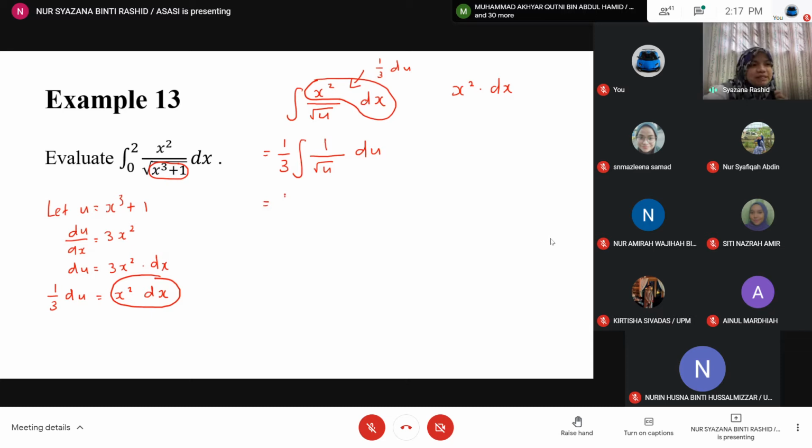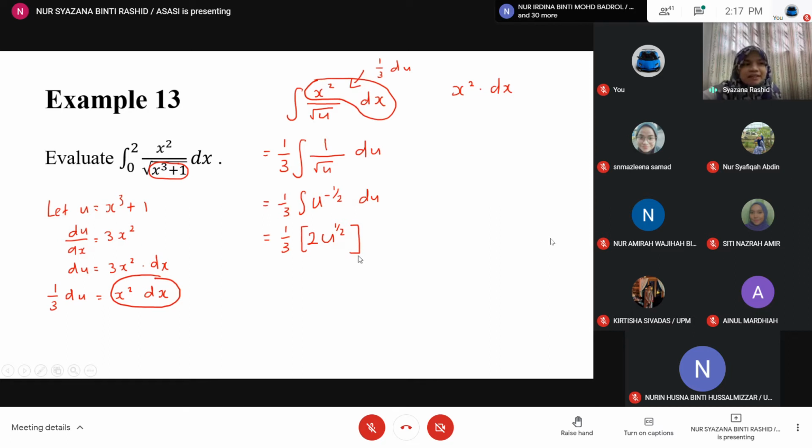So what we can do with this simple form, change first this into index. So it becomes u power negative half du. Apply the formula. You will get 1/3, negative half plus 1 is half. So what I get is 2u to the half. Kenapa darab 2 kat depan? Sebab sebenarnya kita bahagi dengan 1/2. Bahagi 1/2, so saya bawa ni atas jadi 2. Okay, so now this is definite integral.